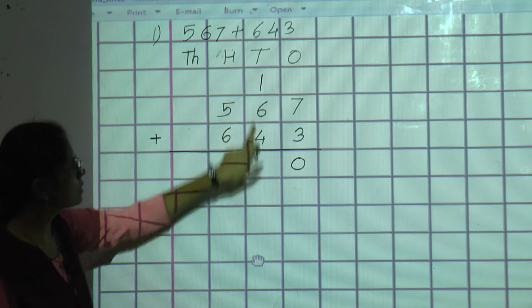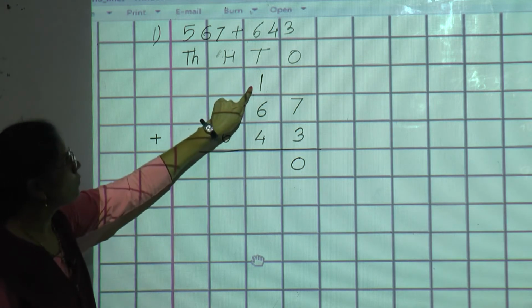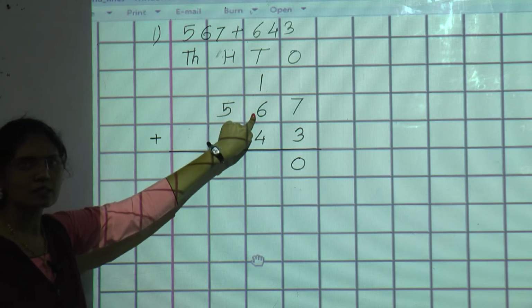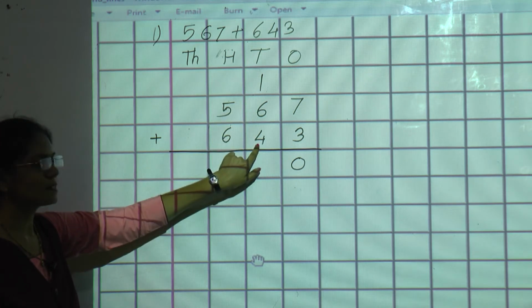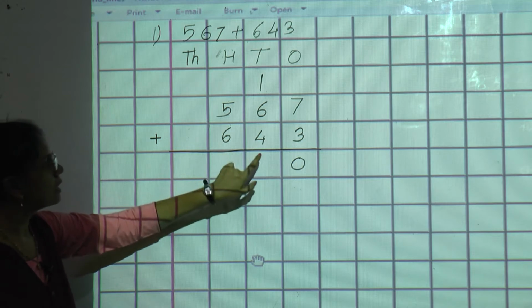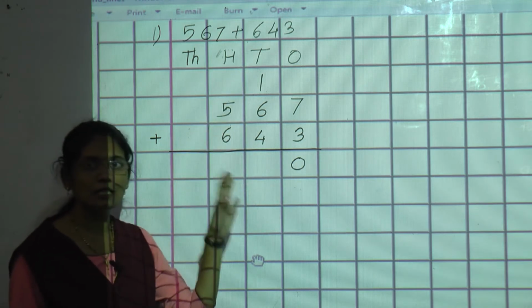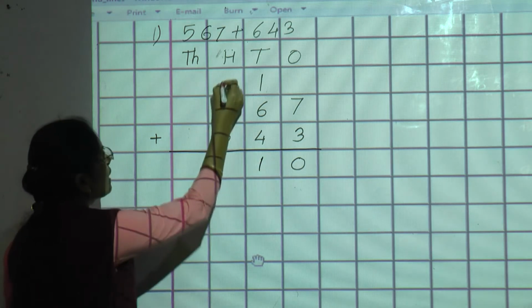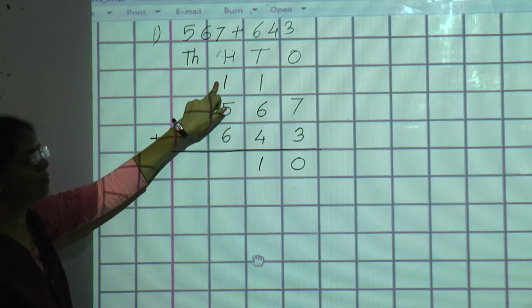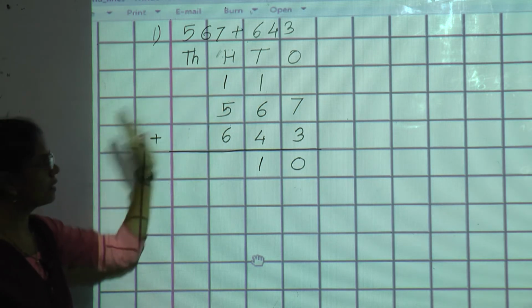Now see these tens place numbers. 1 plus 6, 7. 7 plus 4, 11. 11 tens means 10 tens and 100. So this one we will give as a carry to the hundreds place.